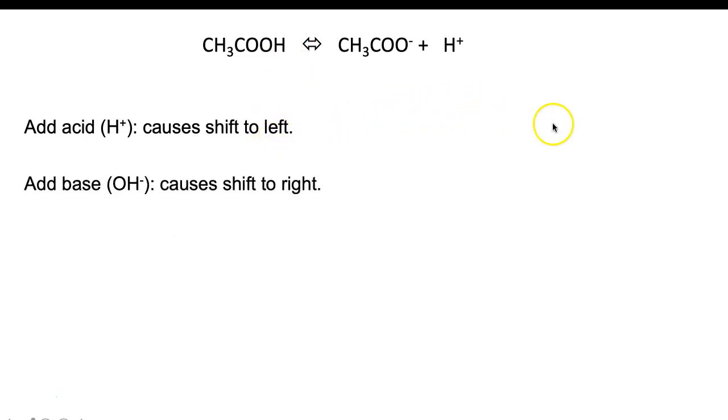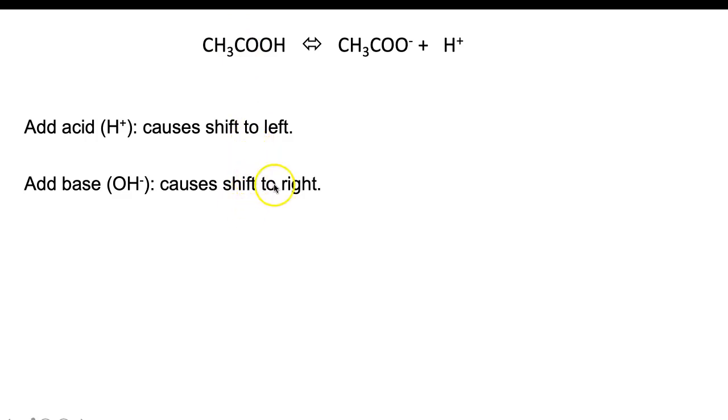Now here's that equation again that I had in the last slide. I have my acetic acid in equilibrium with the acetate and the hydrogen ions. If I add acid to this system, it's going to cause a shift to the left, because you're increasing the hydrogen ions. It'll have to go in that direction. Notice when it goes in that direction, the acetate concentration goes down while the acid concentration goes up.